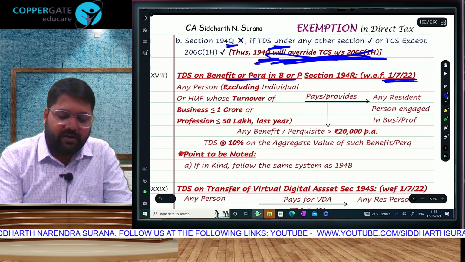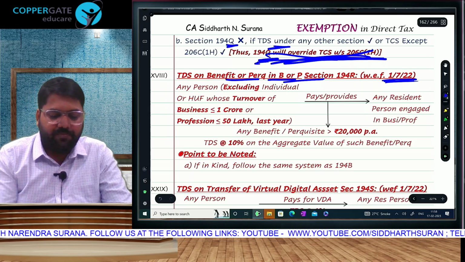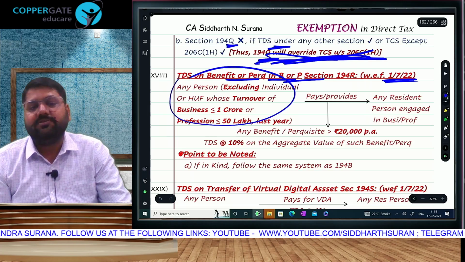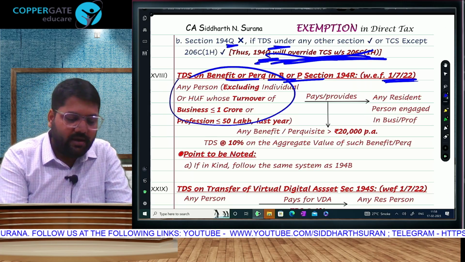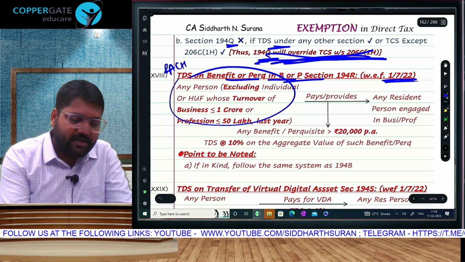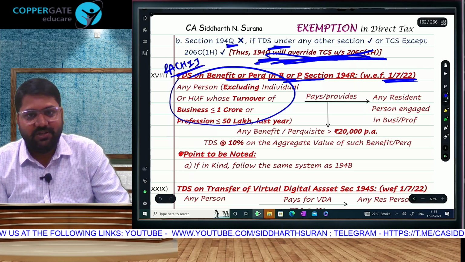Newly introduced section with effect from 1st July 22: any benefit or perquisite provided in the course of business or profession. So first of all, if you observe the payer's definition, it is hot favorite, and thus it is no longer achij, it is rachij.